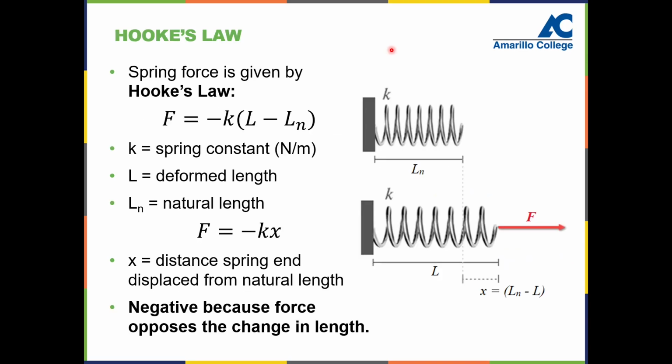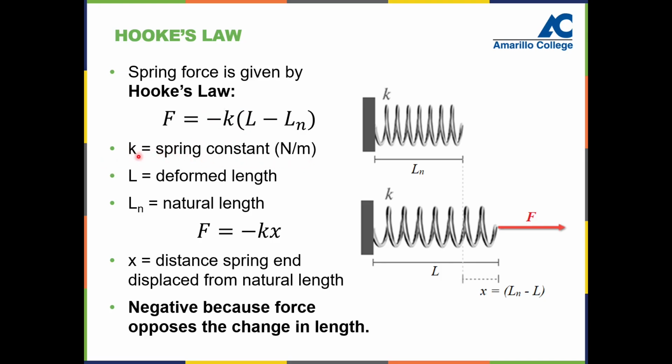So how much that spring either compresses or elongates is actually given by what we call Hooke's law. Hooke's law is given as the force of a spring is equal to negative k times L minus L sub n. What do those constants mean? F is going to mean the force exerted by the spring. The force being exerted by the spring is going to be equal to negative the spring constant, and this is going to be dependent on the spring itself.